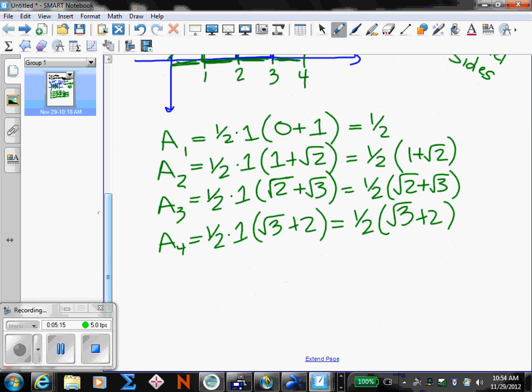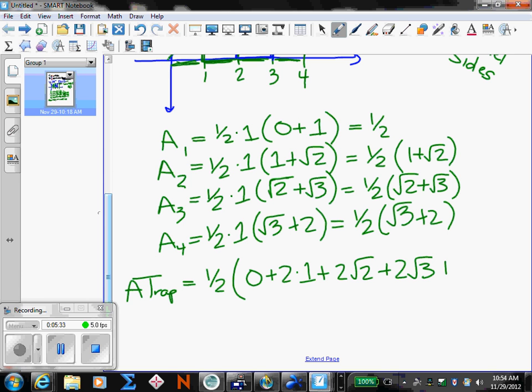So if I were going to write this out as one big equation, I have 1/2 times 0 plus 2 times 1 plus 2 times square root of 2 plus 2 times square root of 3 plus 2. So you may write it as one big long equation if you want to. We're multiplying 2 by all the middle heights, and the last 2 heights you just write singly. You don't have to multiply by anything.